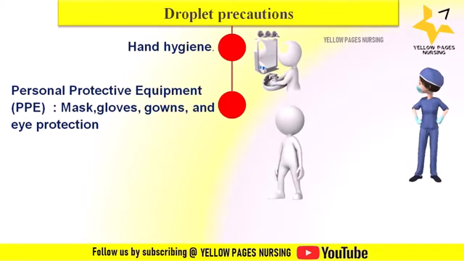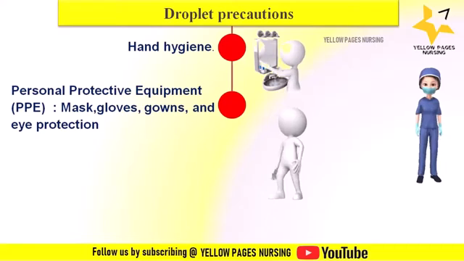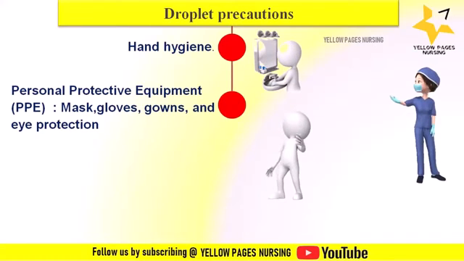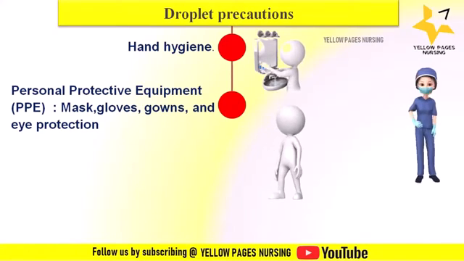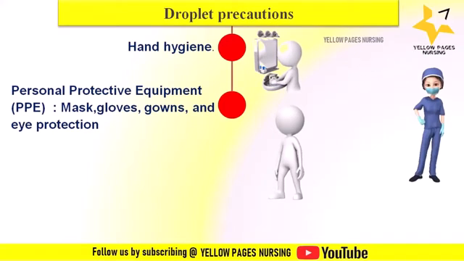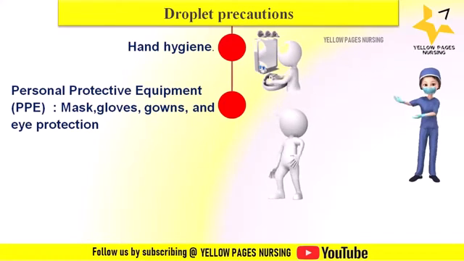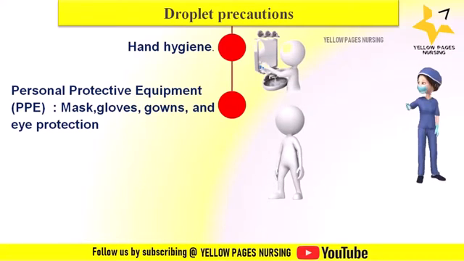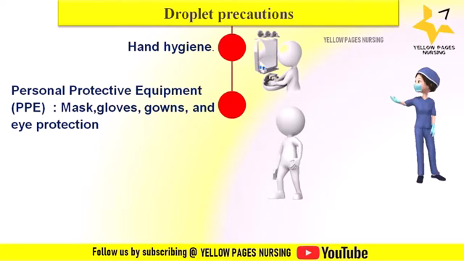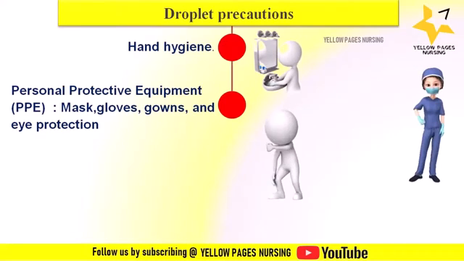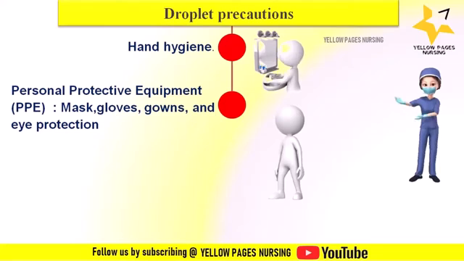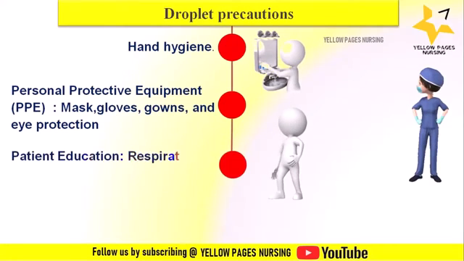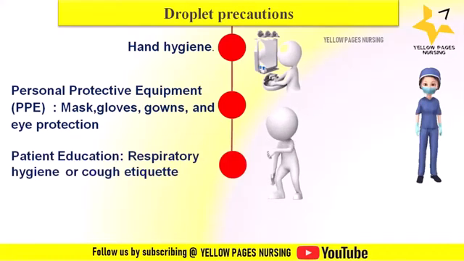Next is gloves. Gloves should be worn when there is a possibility of coming into contact with respiratory secretions or contaminated surfaces. Next is gown. Gown is worn when there is a risk of extensive contamination or when performing procedures that may generate splashes of respiratory secretions. Next comes patient education about respiratory hygiene or cough etiquette.